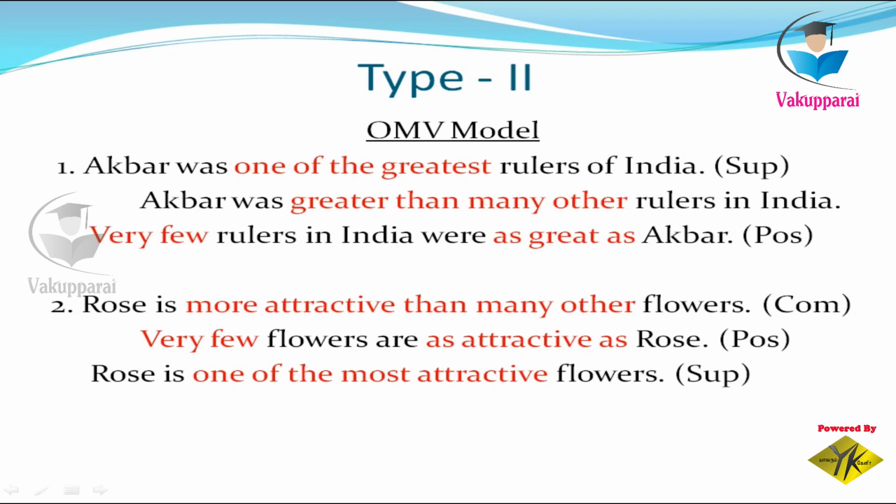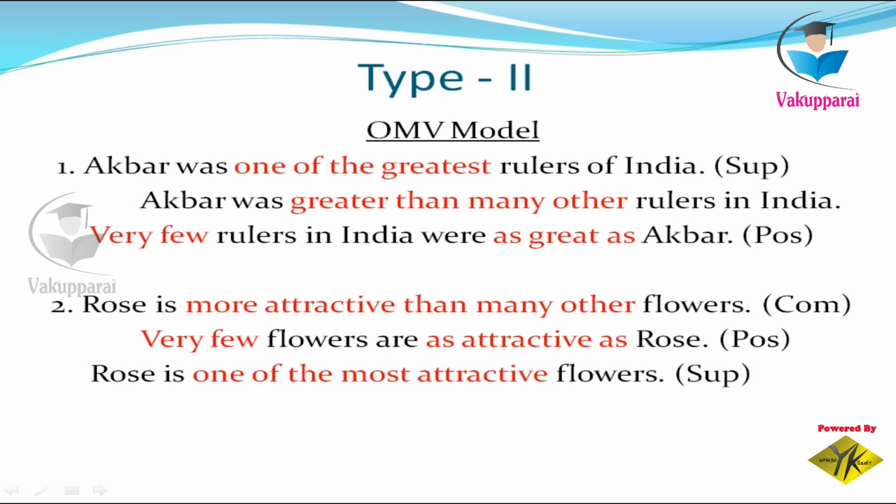as "greater than many other". Okay, as I already told you, "many other" should come after the adjective. So, "greater than many other rulers in India". So this is comparative degree. And for positive degree, change to "very few rulers". Okay, "very few" should come at the beginning of the sentence. Already said, you know. So, "very few rulers in India were".